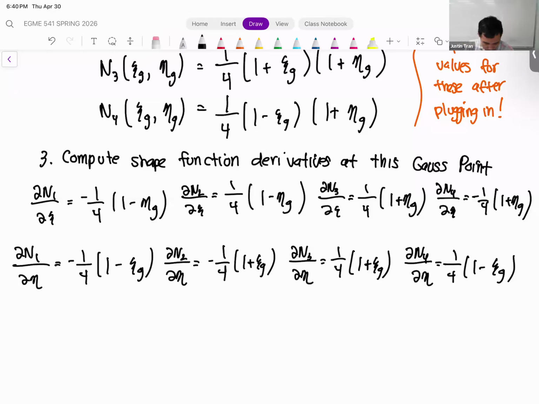Okay. Good. So now that we have the shape functions, we have the shape function derivatives, we're just going right down the line of things that we need. So next, we need to compute the corresponding physical coordinates of this Gauss point.